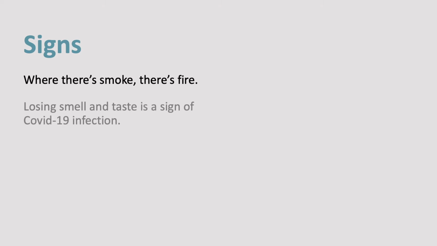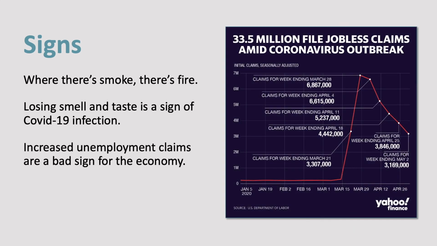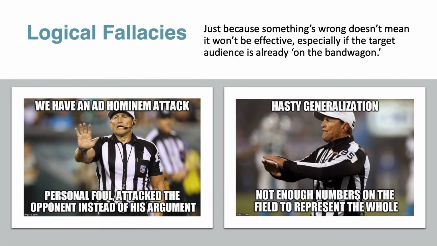Similarly, people may point to signs, whether these are traditional associations like where there's smoke, there's fire, or more recent concrete evidence, such as our recent understanding that losing smell and taste is a sign of COVID-19 infection, and increasing unemployment is always a bad sign for the economy. You'll note that this chart and the comic that I used for analogy are visual representations that can also enhance your logical argument.